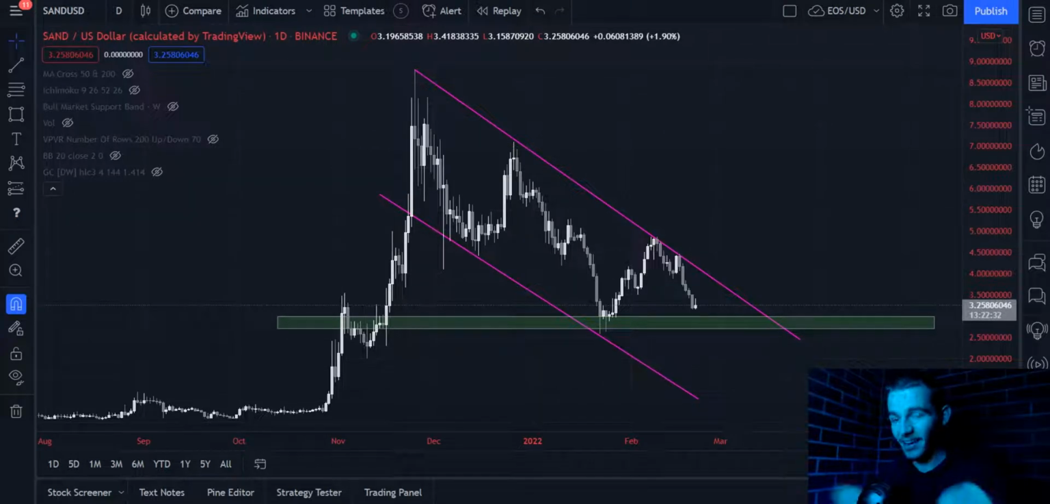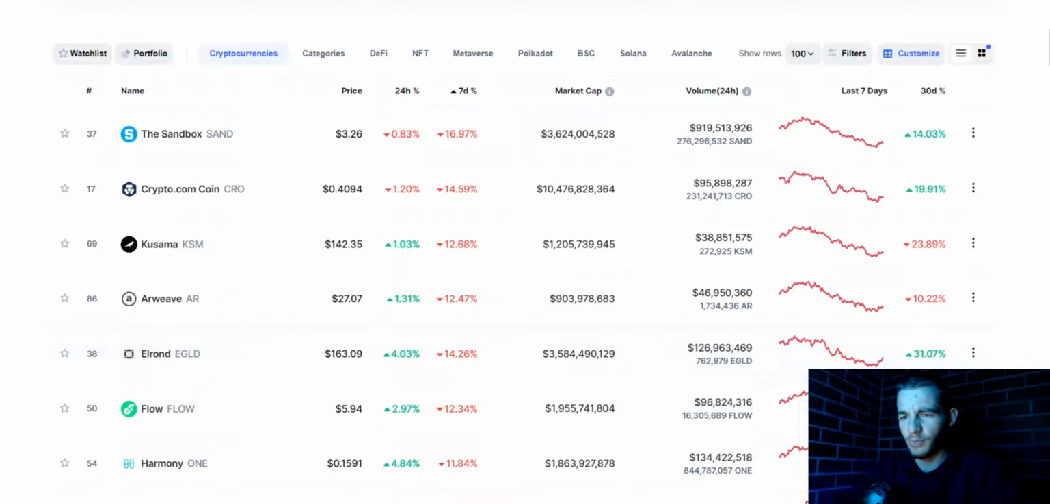Today we're on Sand, which is Sandbox. Essentially Sandbox, the reason why I picked this up is because Sandbox is basically the biggest loser in the last 7 days within the top 100.